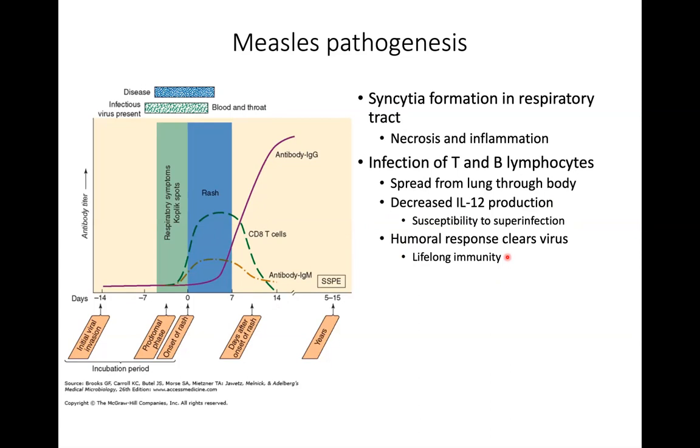So that is good. Unfortunately, measles can be fatal either immediately during the acute phase of disease, or because it can result in this chronic infection called subacute sclerosing panencephalitis.